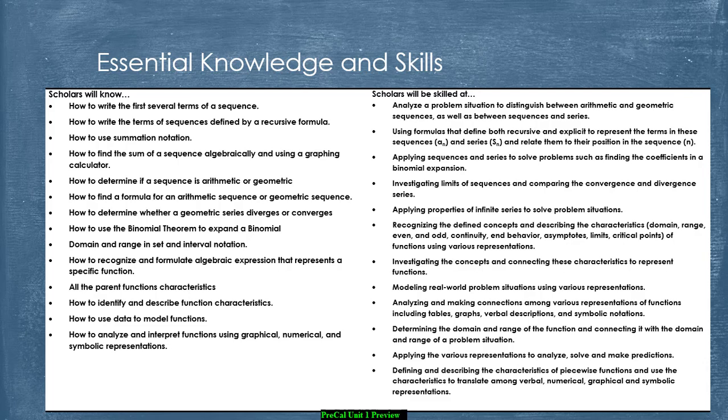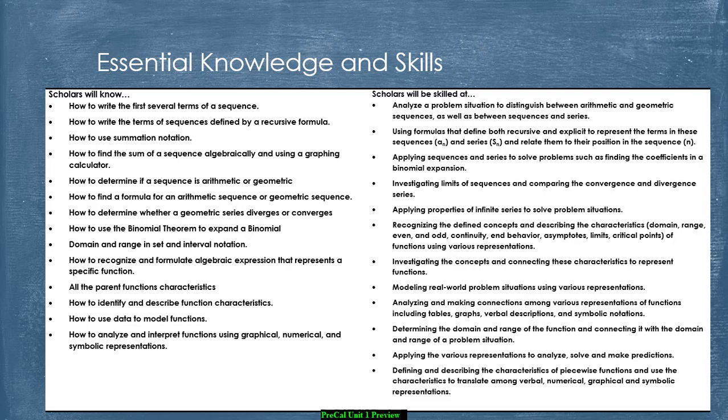Now, our essential knowledge and skills, this defines what students will know and how they'll be skilled at using them. Notice that they are asked questions of how they are going to use summation notation, how to find the sum of a sequence using algebra and a graphing calculator, how to define parent functions and their characteristics and which characteristics define each one, how to model data, how to find the first several terms of a sequence, so they build up as we go along.